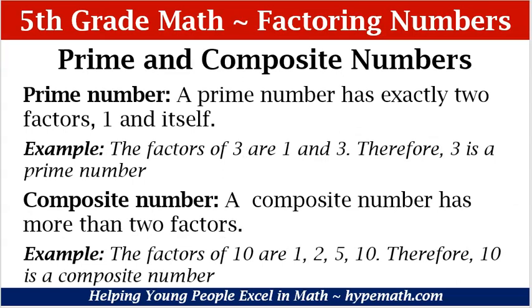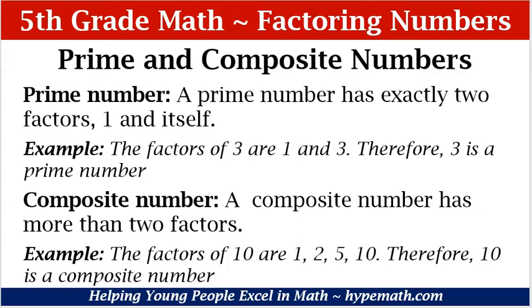Let's discuss what is the difference between prime and composite numbers. A prime number is a number that has exactly two factors, 1 and itself. An example of this is 3. The factors of 3 are 1 and 3 because there are no other numbers except 1 and 3 that can divide into 3 evenly, okay? Therefore, 3 is a prime number.